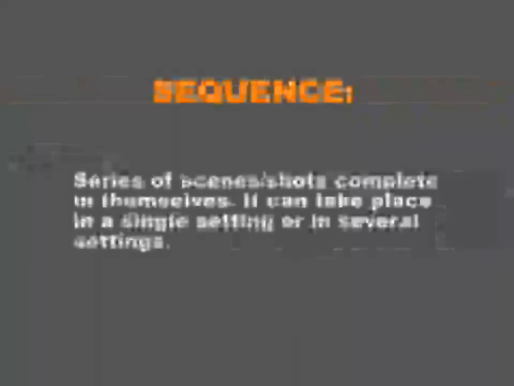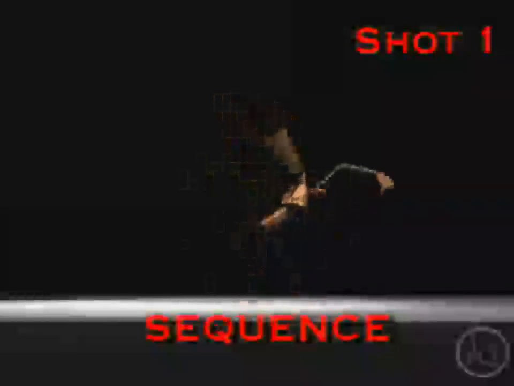A scene is a place or setting where the action is taking place. A scene can be one shot or a series of shots showing a continuous event. A sequence is a series of scenes or shots complete in themselves. It can take place in a single setting or several settings. So this sequence or scene is made out of 3 individual shots and is taking place in one setting.